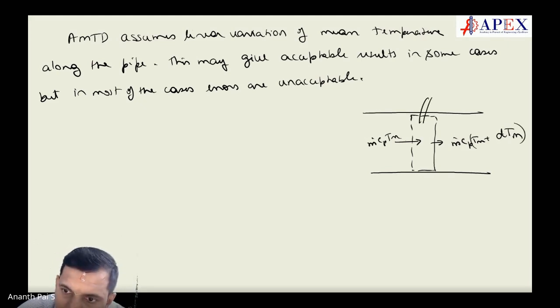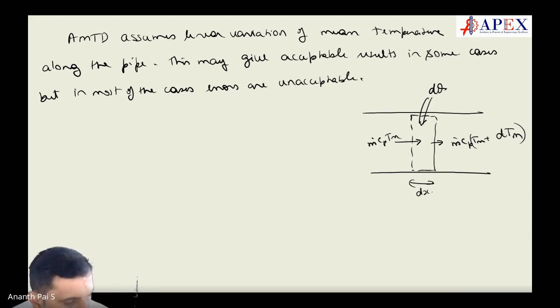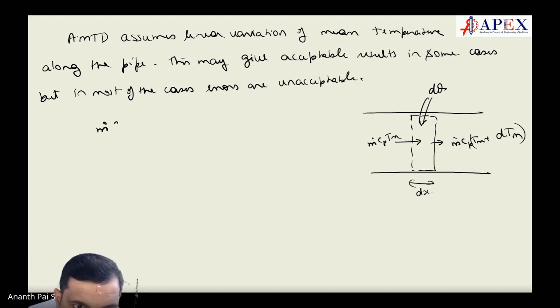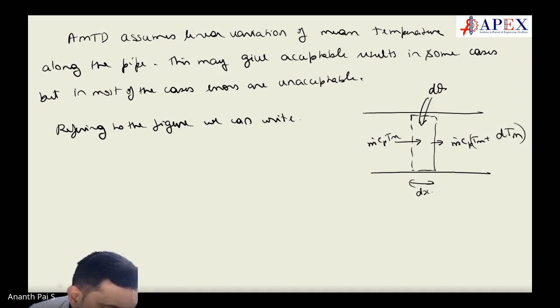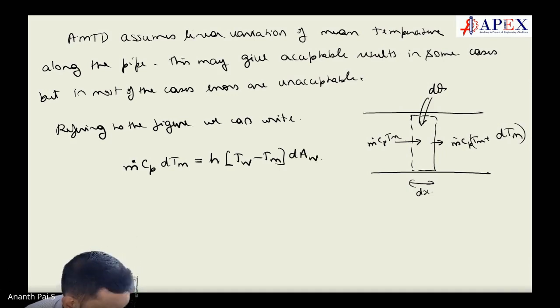There is heat going in, which I will say dq, over a length dx. Referring to the figure, we can write m dot Cp into dTm is equal to h into (T wall minus T mean) into dA of the wall.